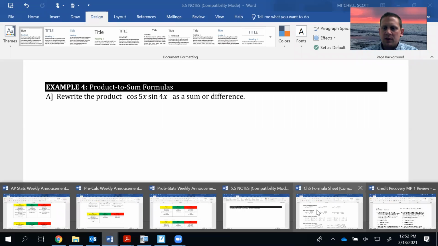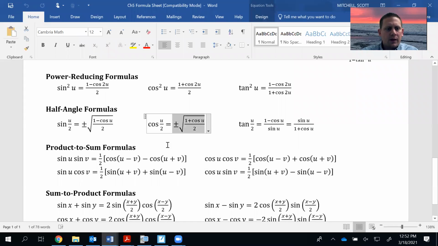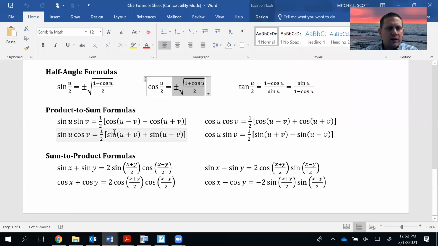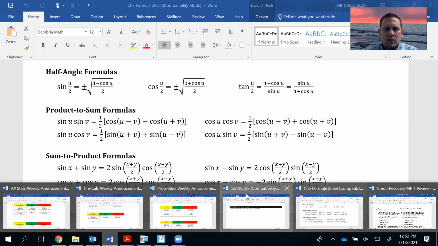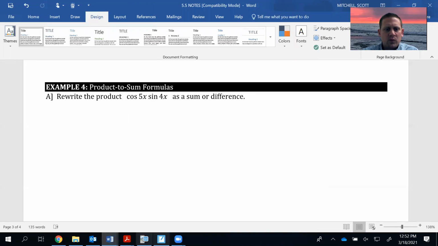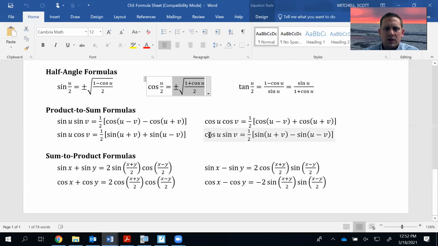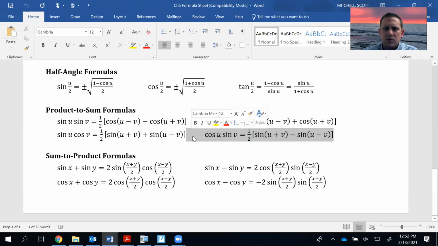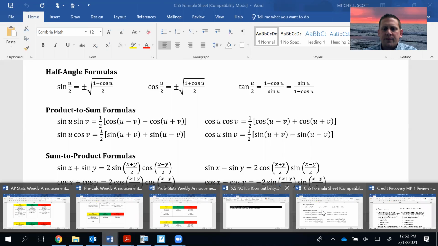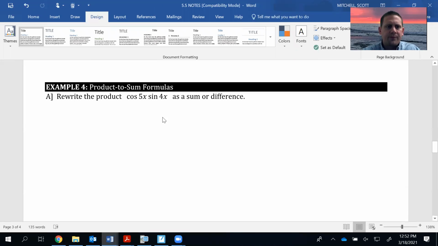So I go into my formulas and I'm looking at product to sum. So I have a cosine times a sine or a sine times a cosine. Which one do I have? It looks like I have a cosine times a sine, correct? Cosine times a sine. So that's the formula I need to use. So this is our formula that we want to use. Let's see if I can make this work. So that's the formula we want to use here.